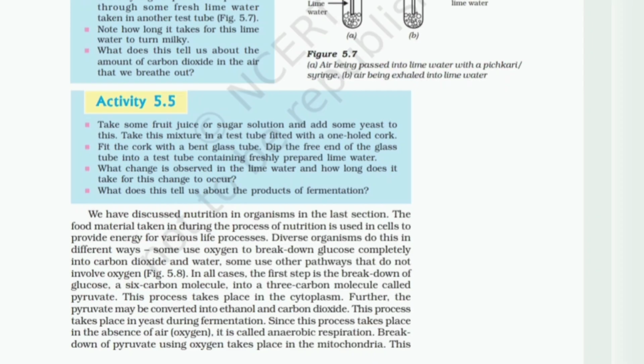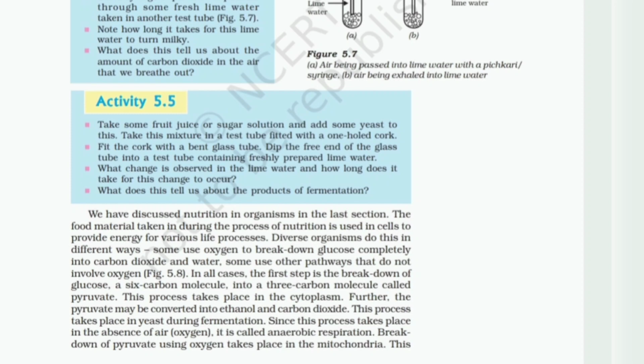Activity 5.5. Take some fruit juice or sugar solution and add some yeast to this. Take this mixture in a test tube fitted with a 1-hole cork. Fit the cork with a bent glass tube. Dip the free end of the glass tube into a test tube containing freshly prepared lime water. What change is observed in the lime water, and how long does it take for this change to occur? What does this tell us about the products of fermentation?